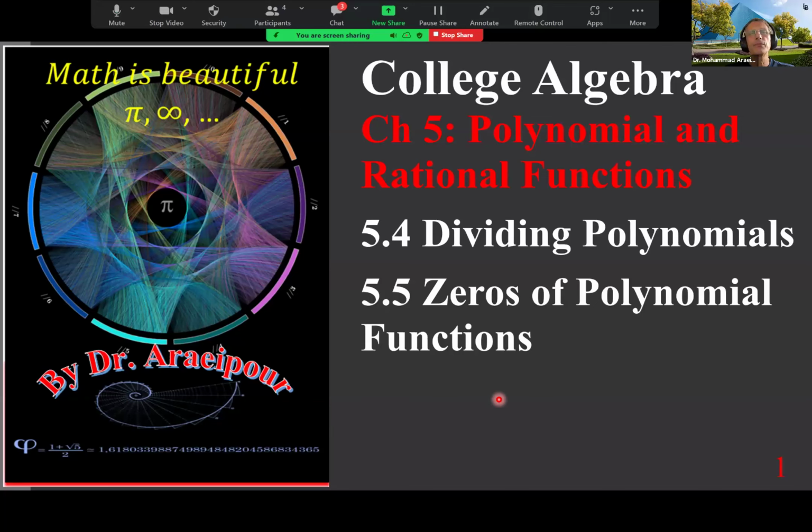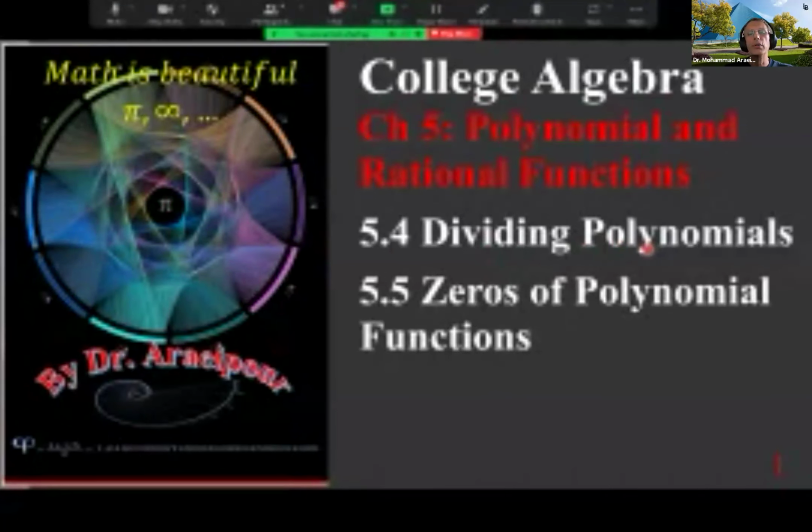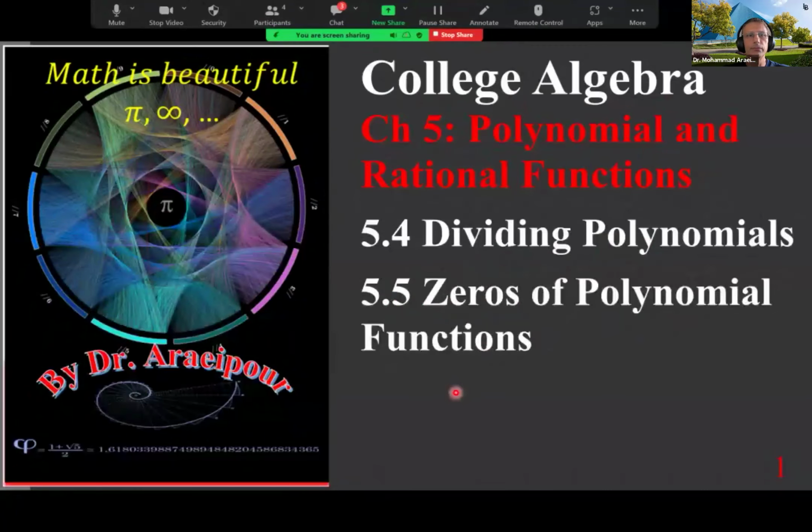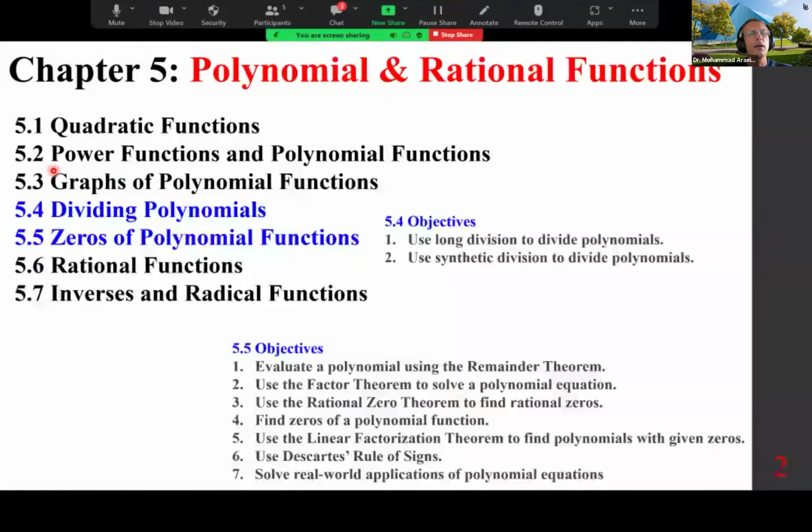Good afternoon, class. We are looking at Chapter 5, Polynomial and Rational Functions, 5.4, Dividing Polynomials, 5.5, Zeros of Polynomial Functions.